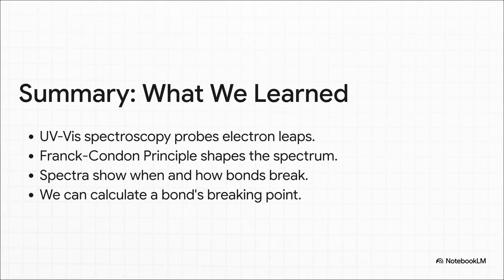So let's just do a quick flyby of what we've learned. Shining light on a molecule causes a quantum leap from the HOMO to the LUMO. The incredible speed of that jump, explained by the Franck-Condon principle, is what gives the spectrum its unique shape. The details in that spectrum, blurry lines, broad curves, tell us exactly when and how a bond breaks. And finally, we can use those details to calculate the molecule's exact breaking point.